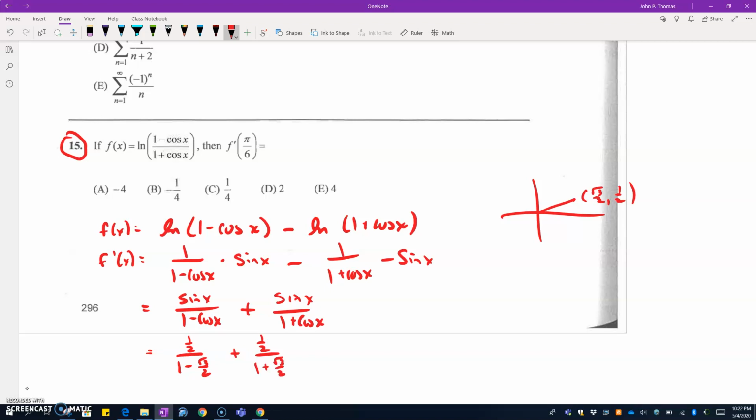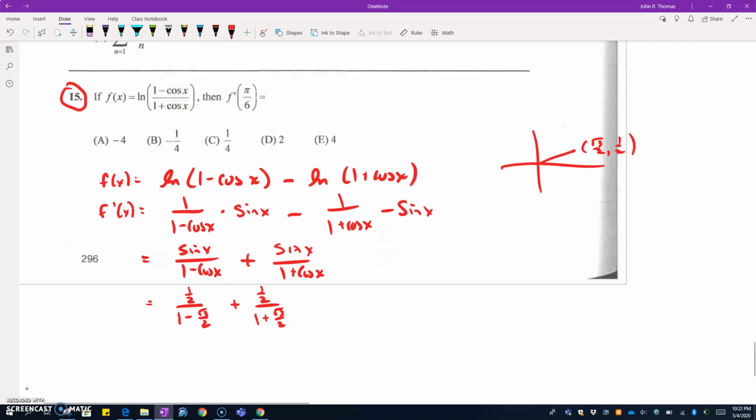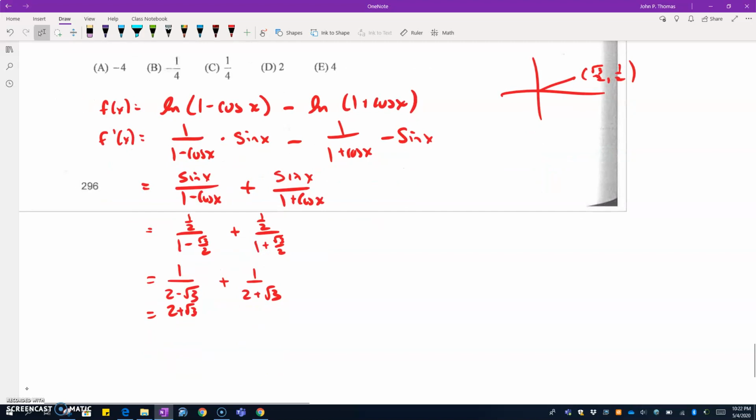All right, so I need to get a common denominator, but first thing I'm going to do is tidy up just a little bit. So I'm going to send a 2 through everything, top and bottom of this one, so I get 1 over 2 minus root 3. And I'm going to do the same thing in this one, so I get 1 over 2 plus root 3. All right, so the first one I'm going to multiply top and bottom by a 2 plus root 3. So I get 2 plus root 3 over 4 minus 3, if we do our difference of squares.